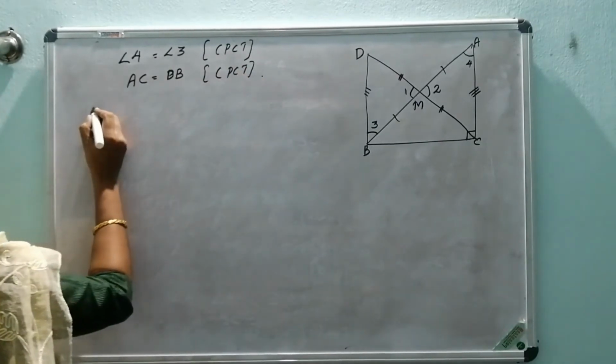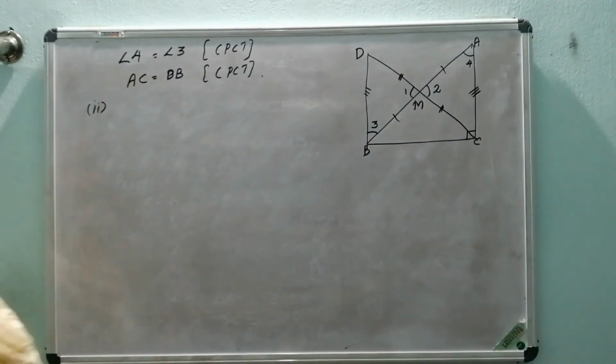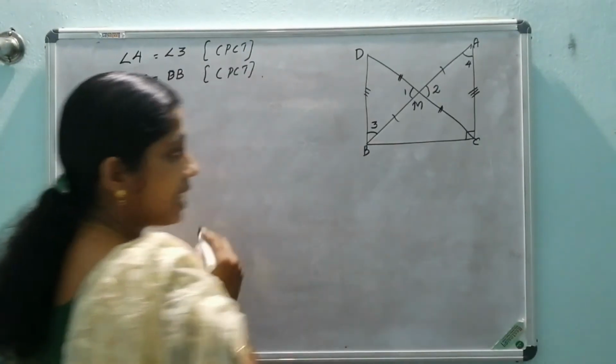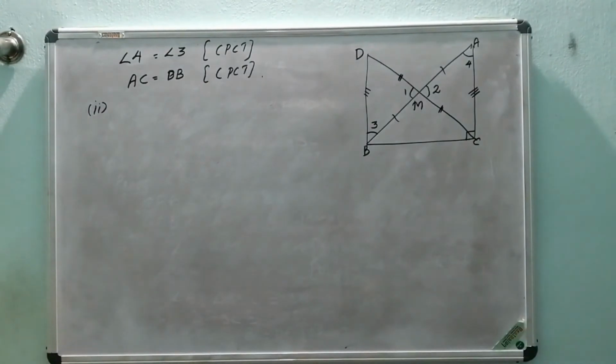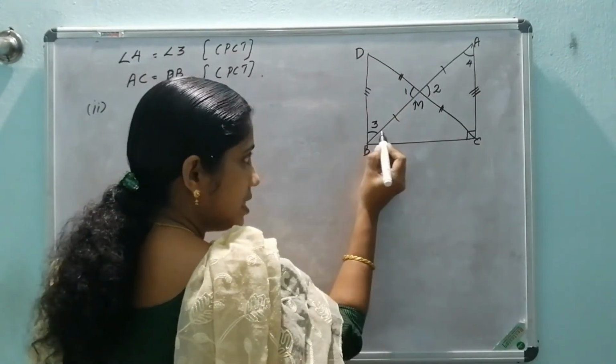Then we can move on to the second part of the question. What do you have to prove? In the second part we have to prove that this angle, that is angle DBC, sorry, yes, angle DBC. This angle DBC, that means this complete angle.